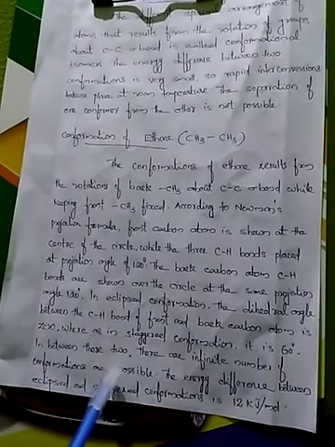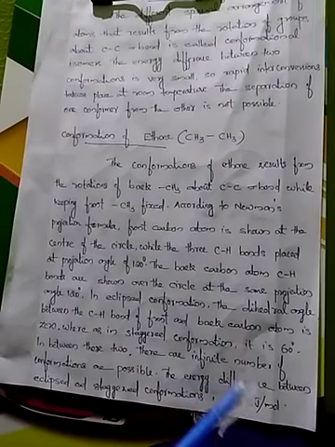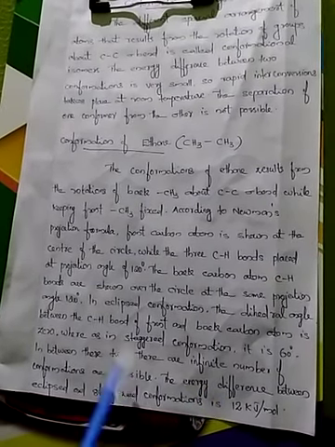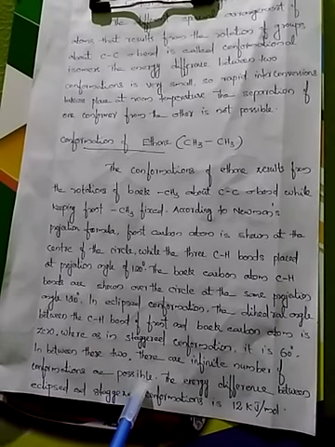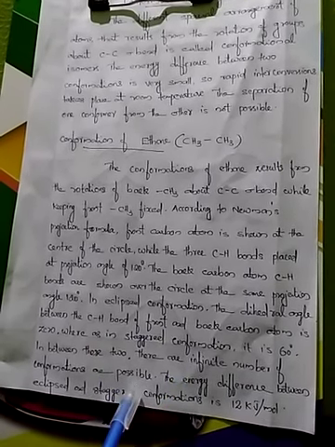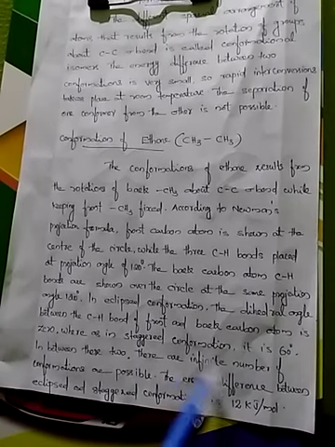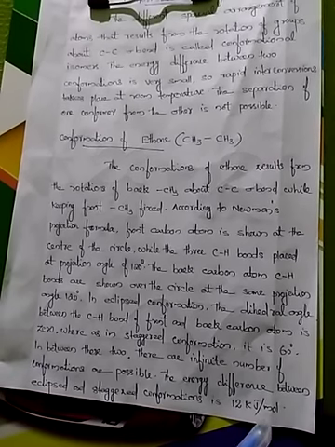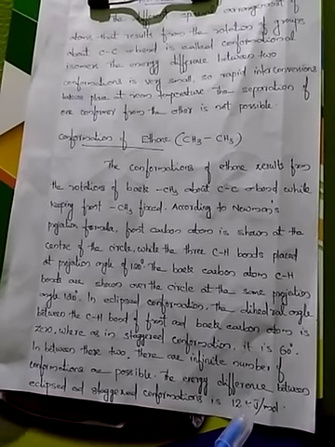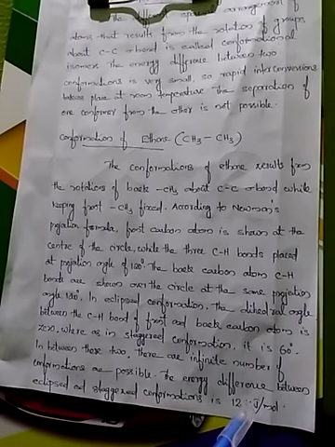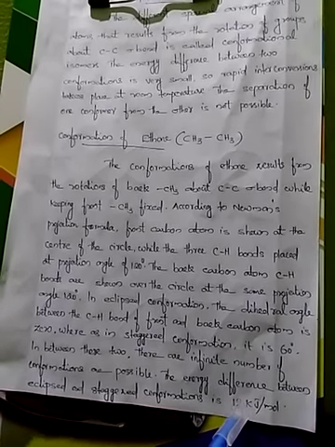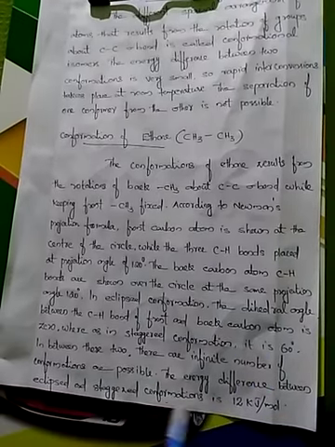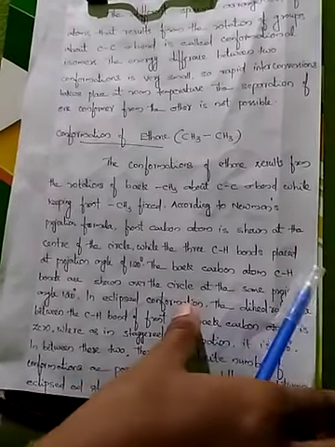In between these two, an infinite number of conformations are possible. That is, in between staggered and eclipsed conformations, there are a lot of conformations possible. The energy difference between eclipsed and staggered conformation is 12 kilojoules per mole. That is very low energy, so we cannot differentiate or separate the eclipsed and staggered conformations.